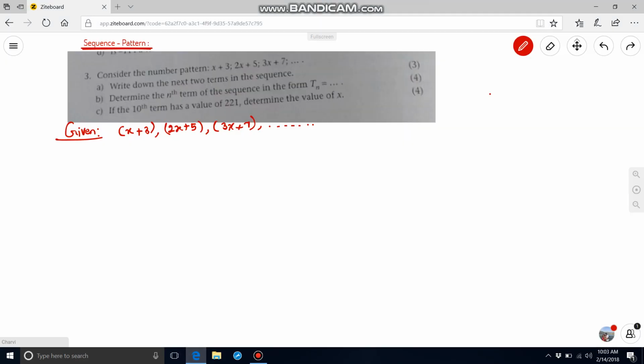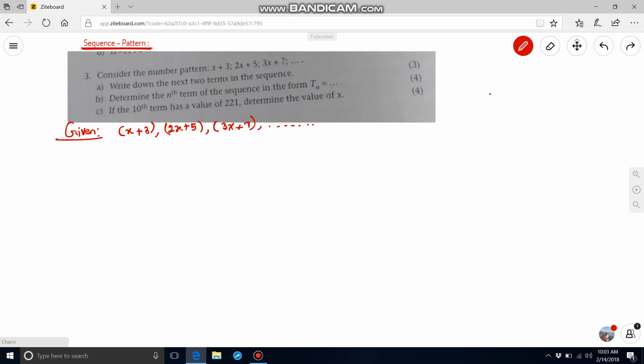Everyone, we are doing arithmetic sequence by using the formula method. Here the sequence is given: x plus 3, 2x plus 5, 3x plus 7. This means the numbers are not yet given properly. Everything is with the unknown variable x, so we have to be very careful when we are doing the calculation.